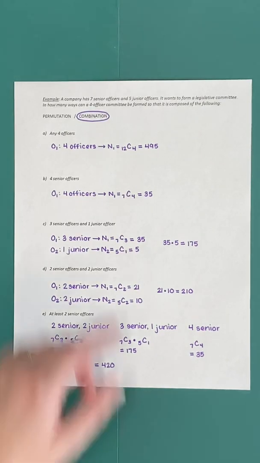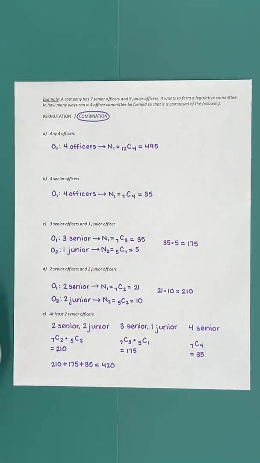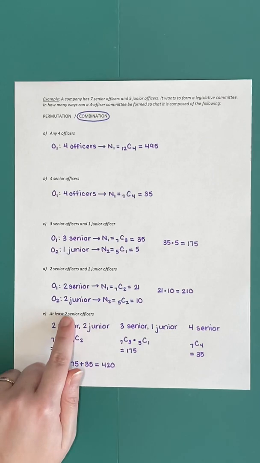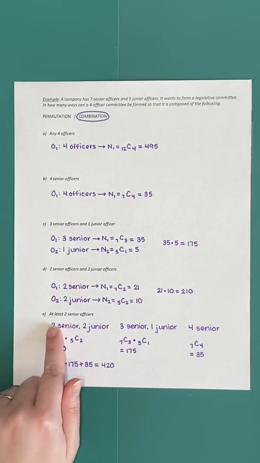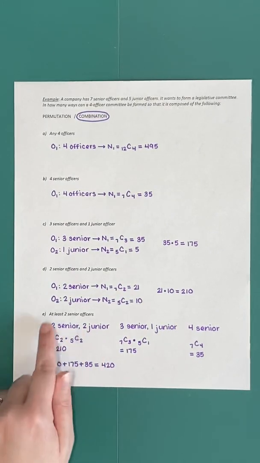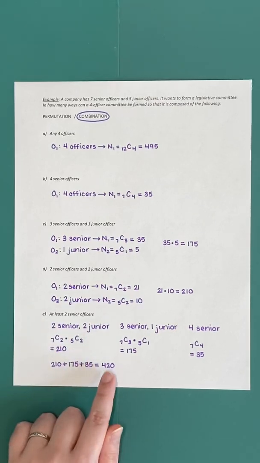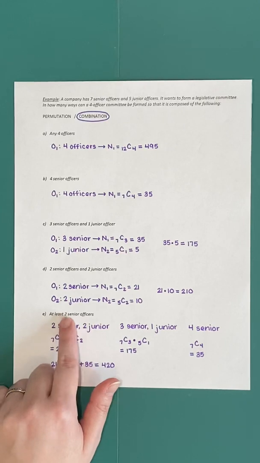Well, we know we're picking 4 officers in total, so that's going to limit our possibilities. So at least 2 senior officers. Well, we could have exactly 2, that's a possibility. If we have exactly 2 senior officers, then we have to also have 2 junior officers in order to have the committee of 4. Now, at least means we could have more than this total, we just can't have less than.